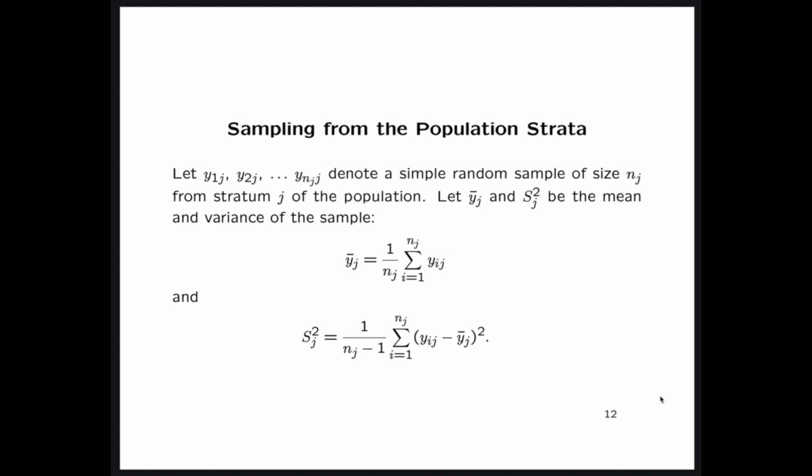Next, what we need to do is talk about calculating summary statistics for the observations that have been selected from each stratum. And so let y1j, y2j, and so forth up to y sub little nj comma j denote a simple random sample of size little n sub j from stratum j of the population. Let y bar j and s squared j be the mean and variance of that sample. All right, so we have the formulas here, the usual formulas for the sample mean and the sample variance. These are the sample mean and variance from the jth stratum.